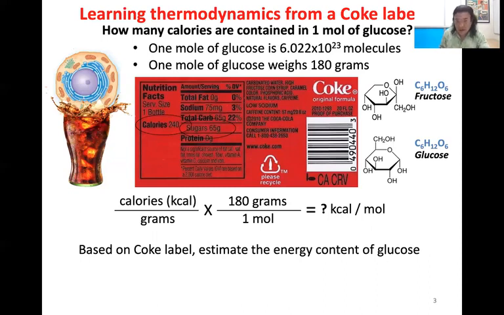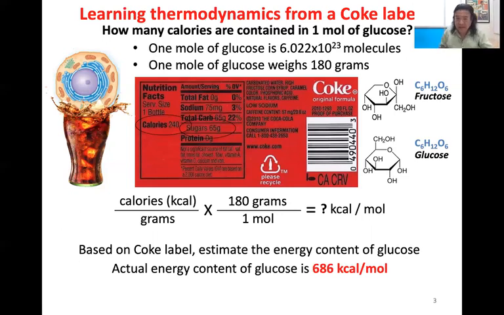And how accurate is that? I mean, that is pretty accurate, because last lecture we said that the energy content of glucose is 686 kcals per mole. So that's pretty close. It's kind of cool that you can do some biochemical calculations just based upon the label that you find in the supermarket.